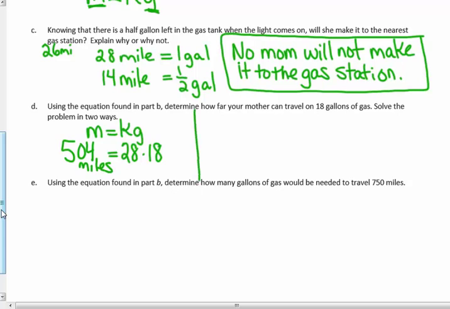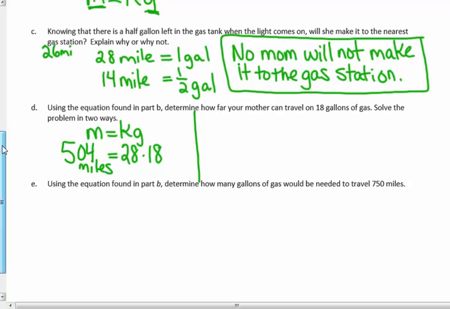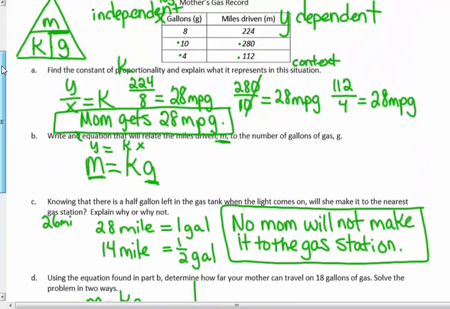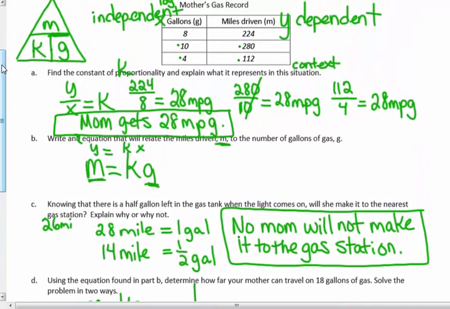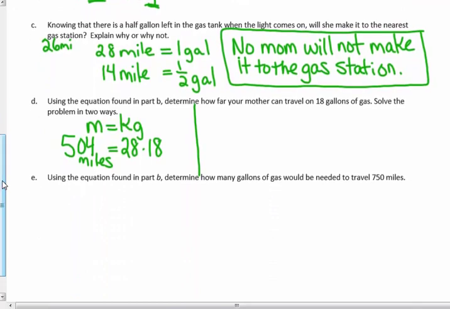Now I'm going to change the equation around a little bit. If I go back to my little triangle up here, if I take my miles and divide it by my gallons, it's got to equal that constant. So y divided by x equals k, right? M is now my y, miles, x is the g, gallons. So if I take my miles and divide it by my gallons, I should get 28.